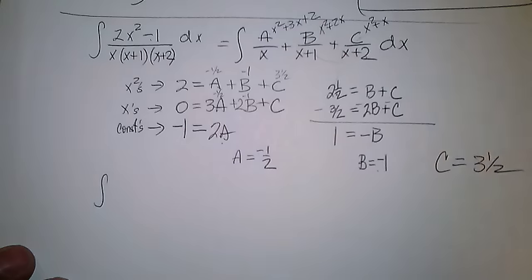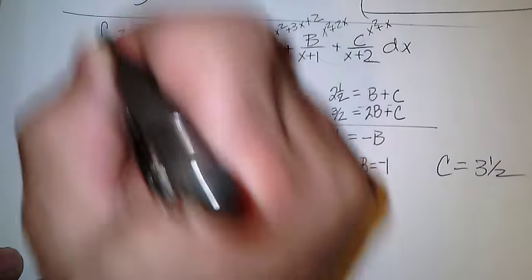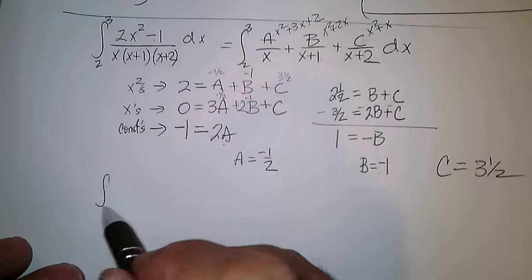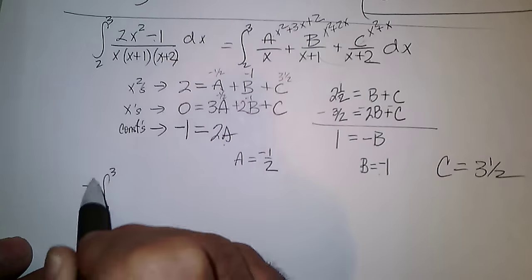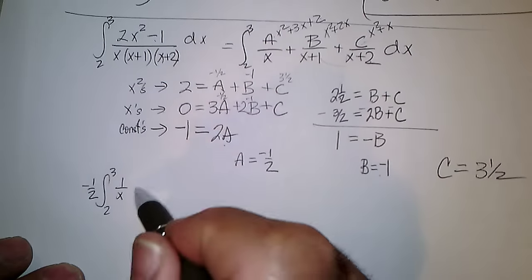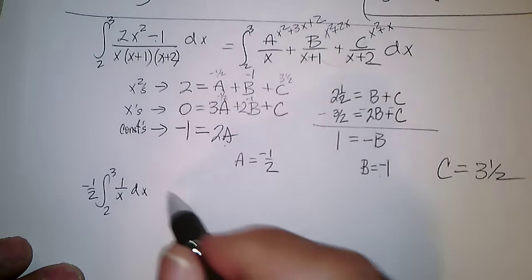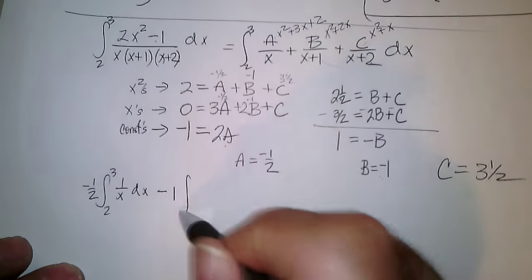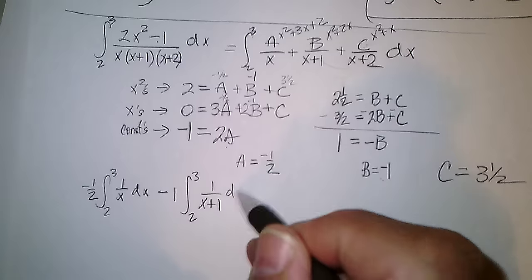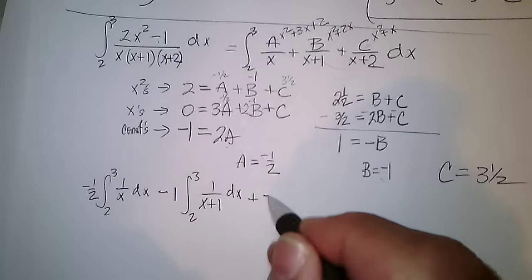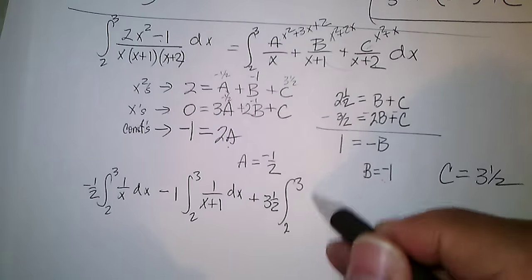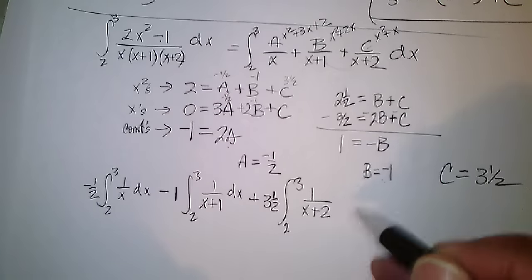the integral. Does this have limits on it? Oh yes, it did, from 2 to 3. It would become the integral from 2 to 3 of -1/2 of 1 over x, minus 1, b is -1, integral from 2 to 3 of 1 over x plus 1 dx, plus 3 1/2, taking the constant out of this one, integral from 2 to 3 of 1 over x plus 2 dx.